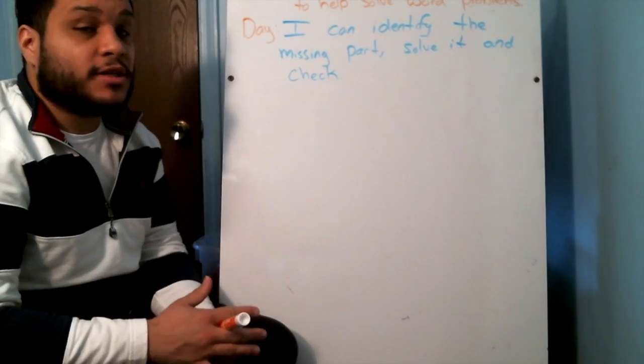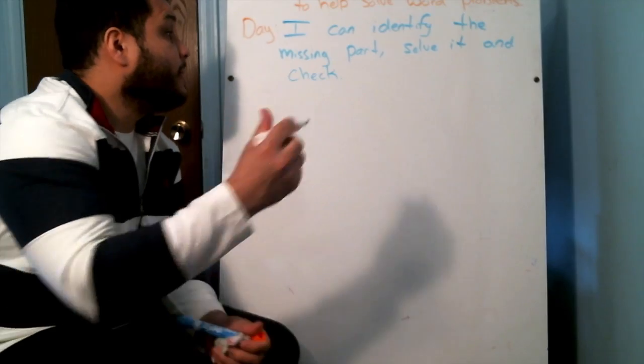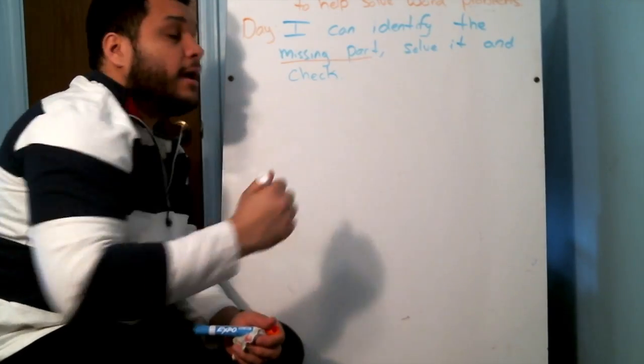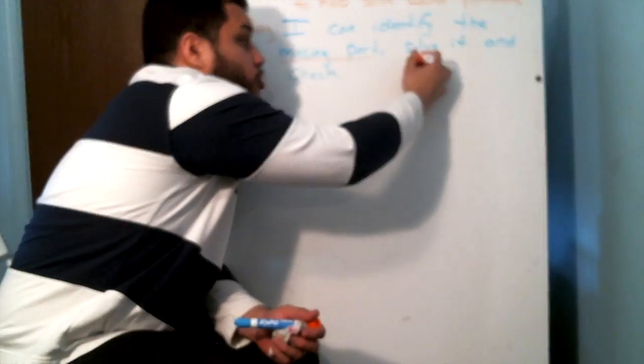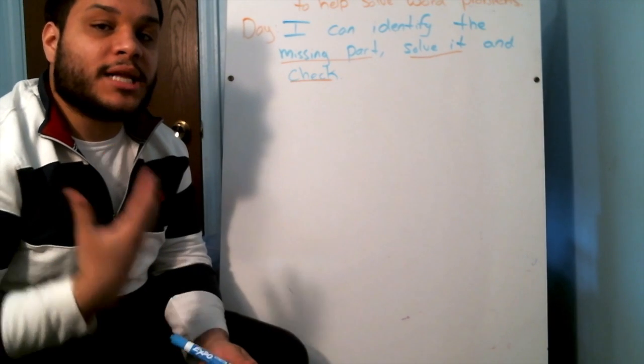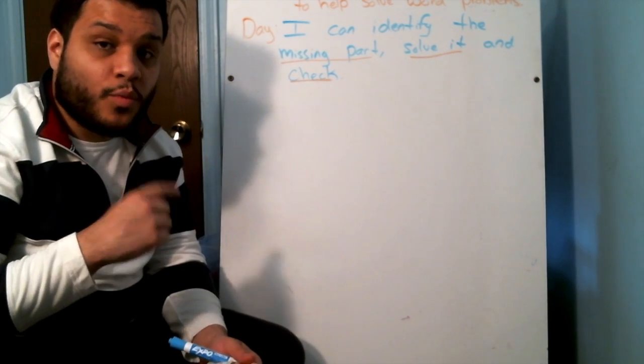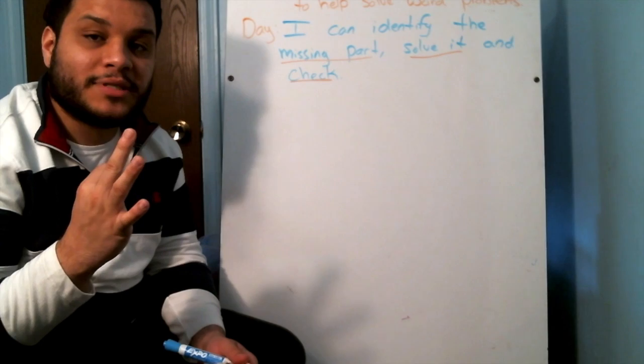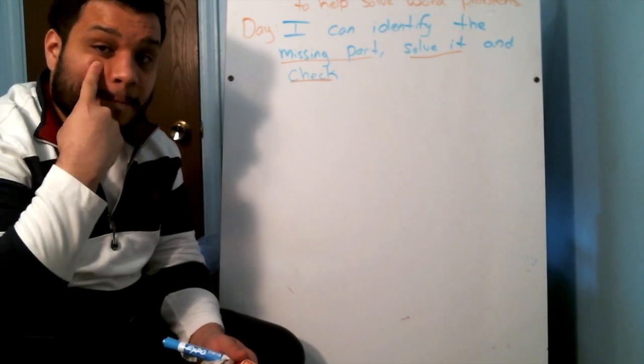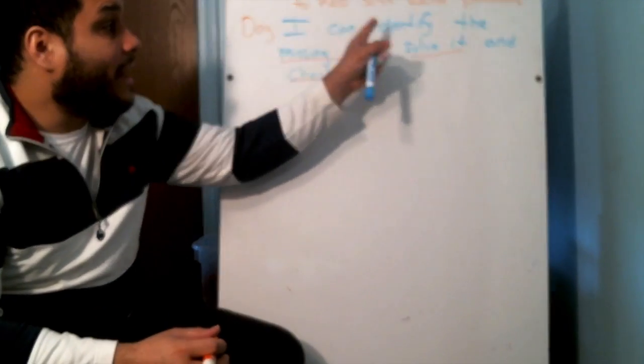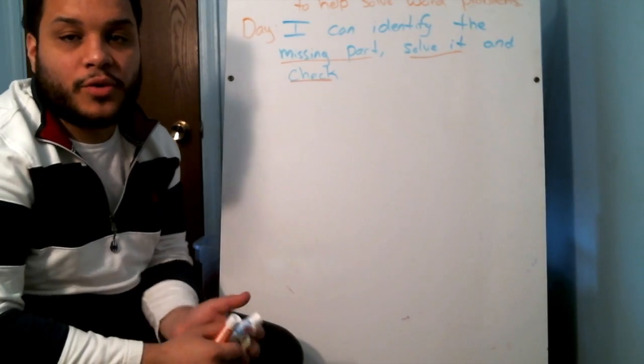We're going to first identify the missing part. After we do that, we're going to solve it. And last, we are going to check our work. Now, I know that sounds like a lot, but yesterday we actually did all three of these steps. Today, we are just making sure that we are identifying it and actually going through.